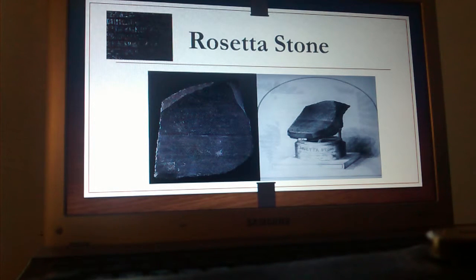Rosetta Stone, the notorious stone named after the city it was discovered in, contains identical text in 3 languages, hieroglyphs, Egyptian, and ancient Greek, and was deciphered by the French linguist Jean-François Champollion.